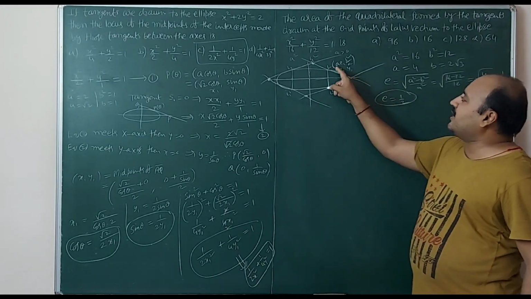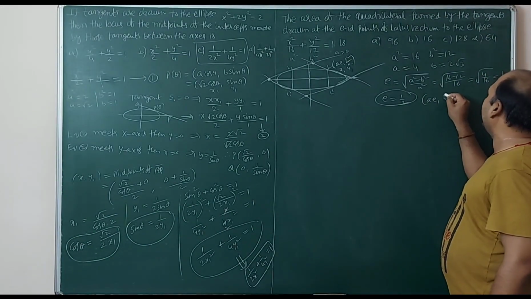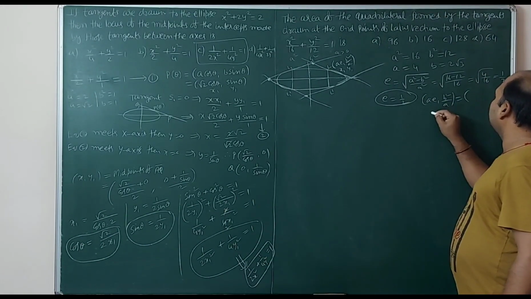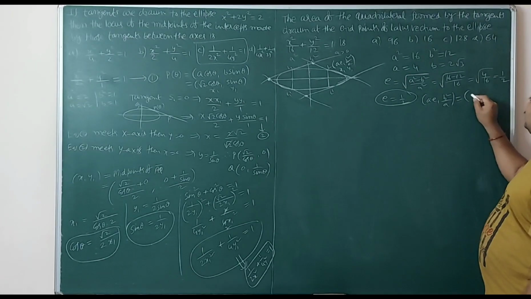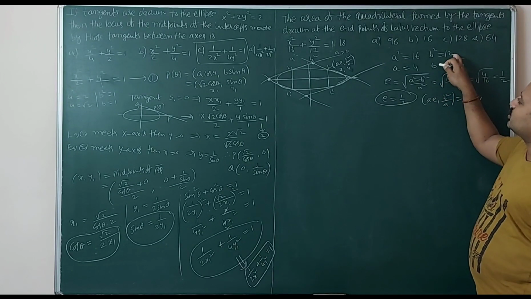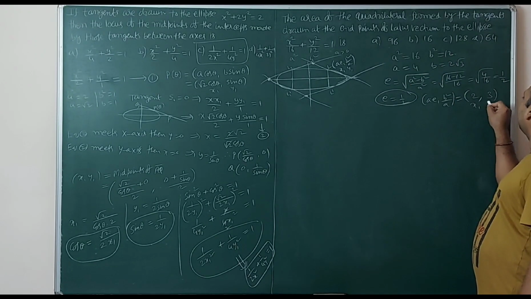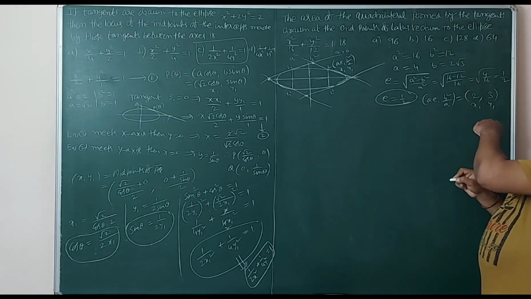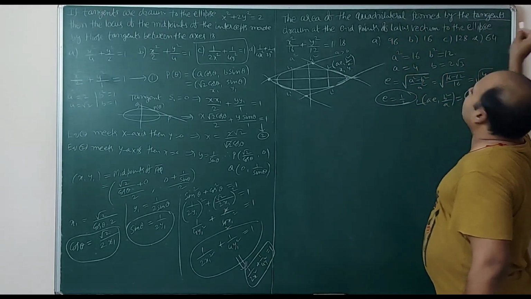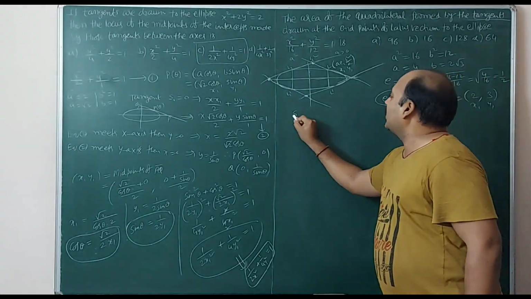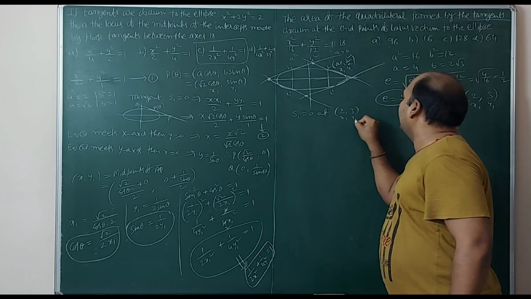So I want the point (x1, y1), which is (ae, b square by a). Here a value is 4, e value is 1 by 2, so ae is 2. b square means 12, divided by a value 4, 12 by 4 is 3. So this is (x1, y1). At this point, you have to calculate the tangent equation. They are asking for the tangent equation. So again, S1 equal to 0 at (2, 3), (x1, y1).